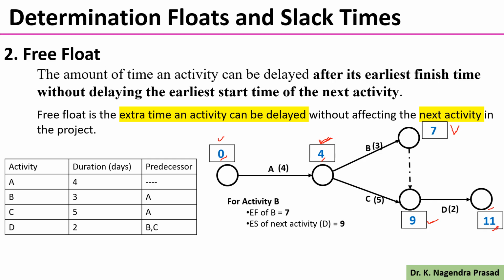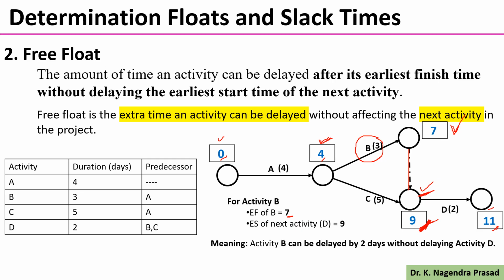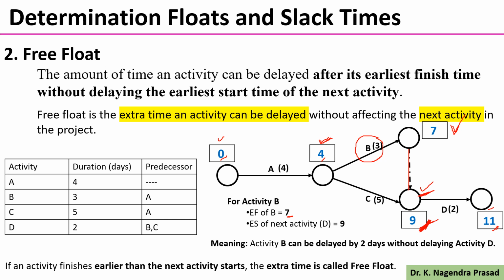Here, let us observe activity B. Its earliest finish time is 7, and the next activity for B is D. The earliest start time of the next activity D is 9. This means activity B can be delayed by 2 days without delaying activity D. So if an activity finishes earlier than the next activity starts, the extra time is called the free float. Here the free float for activity B is 2 days.